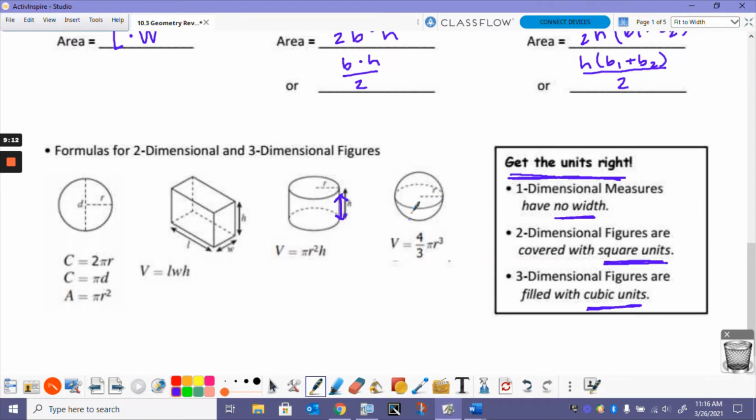Right, and now we've got a sphere, right? So like a ball or something like that. This is always going to be 4/3, okay? This is just part of the formula. You just need to know that. Pi r cubed, right? And notice that it's cubed because this is a 3-dimensional figure. Right, so make sure that you can understand the difference between squared, cubed, and make sure that you're answering in the correct units.